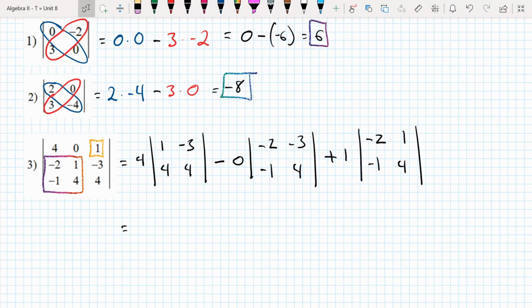Okay, now let's evaluate this. Well, the nice thing about this is notice that this is just going to be multiplied by 0, so that will go away.